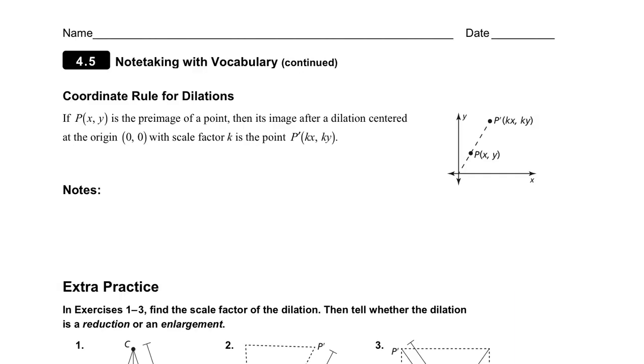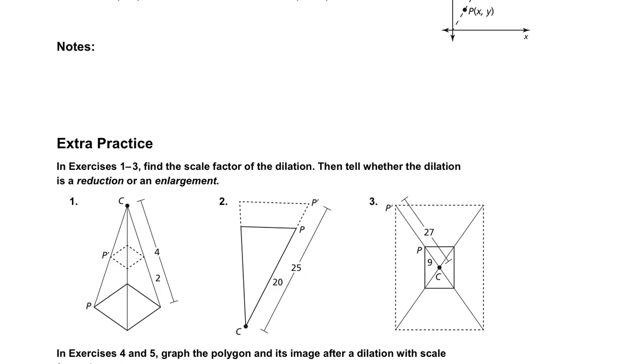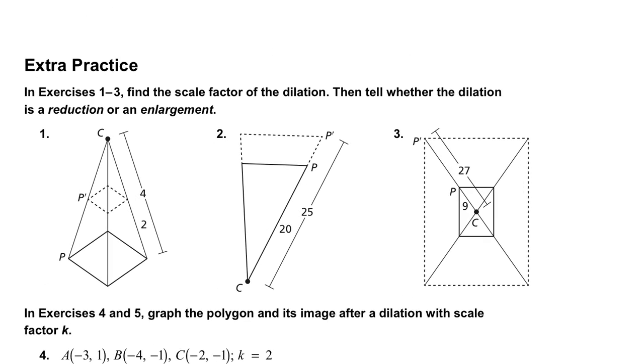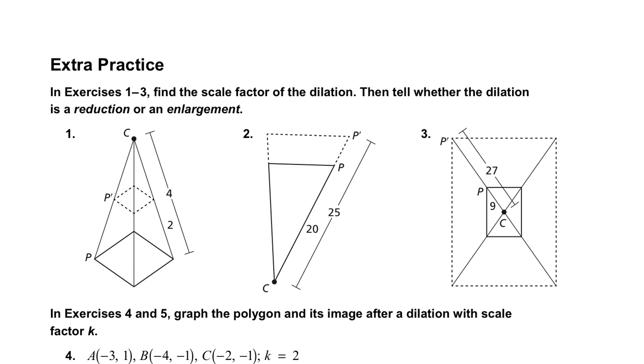And then to do this with a graph, the rule says, if we have a point called (x, y) and we have a scale factor K, we literally multiply every coordinate, the x and y values, by the same number. Now, I do want to make one thing clear in this next part. We want to find the scale factor and then tell if the dilation is a reduction or enlargement. What wasn't on the page before is an enlargement.